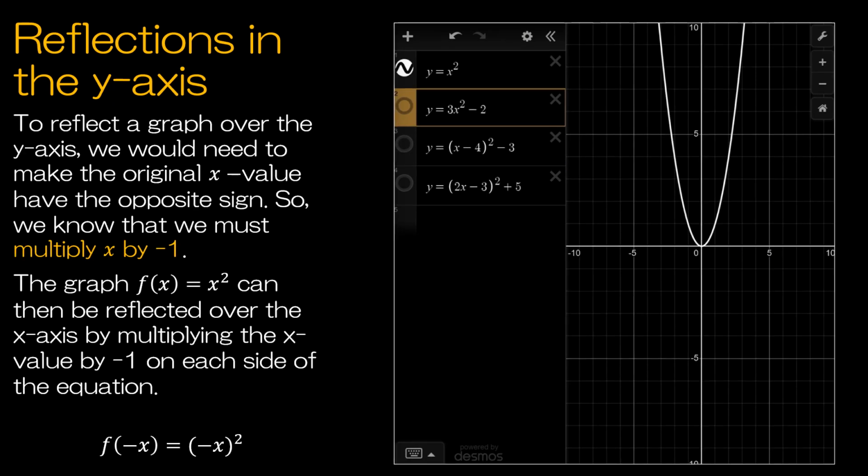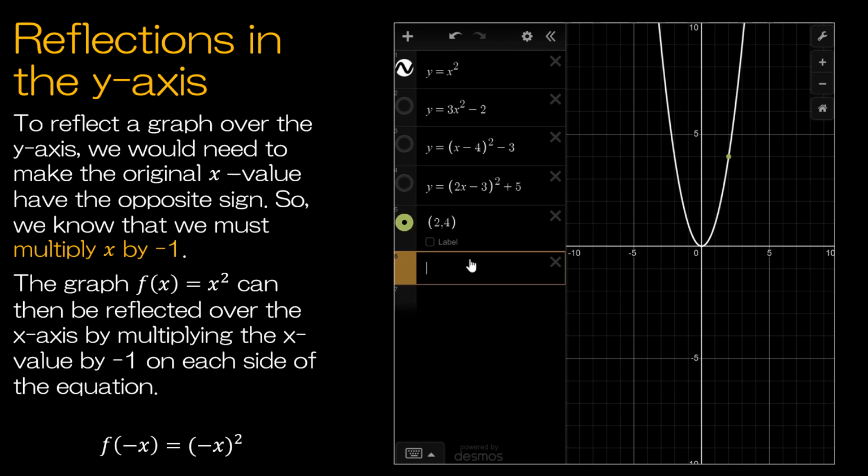Now we're going to reflect over the y-axis. And again, what we're looking for, just as we did on our last practice, is if I had the point, say (2, 4), as I did before, if I wanted it to reflect across the y-axis, I would simply need to negate the x value.